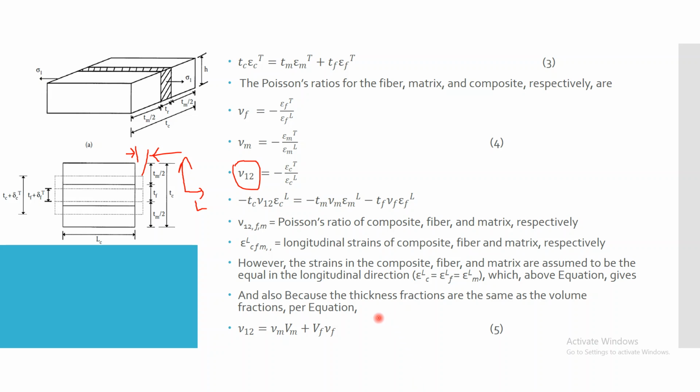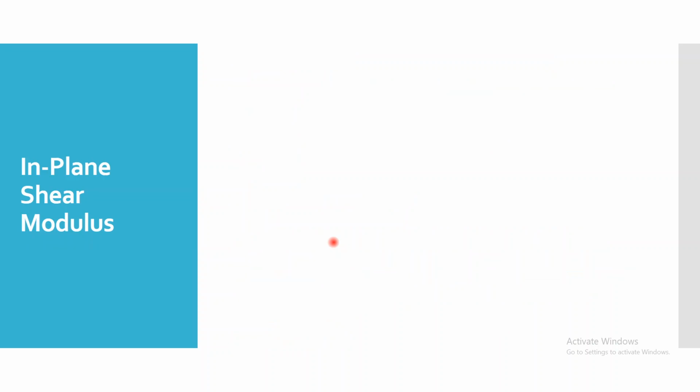So this derivation gives you what we call the major Poisson's ratio. Okay, so this completes one more elastic moduli derivation. Next, we will go with the fourth one, that is the in-plane shear modulus.